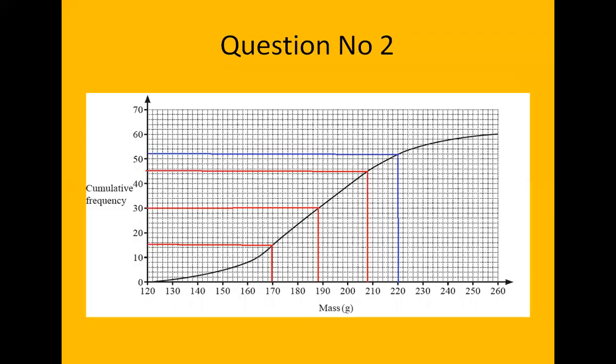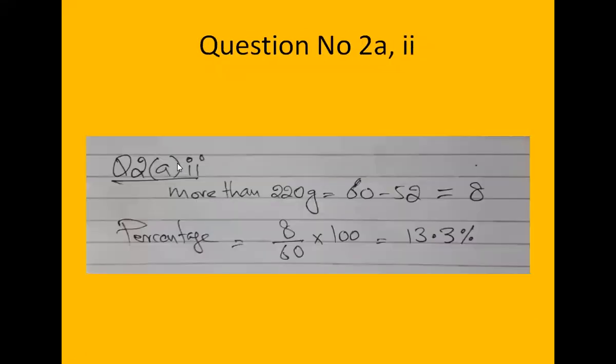And let me show you. I have done this also with this blue line. From 220 gram, you go to the cumulative frequency curve, and then you come here. You check this number is 52. Above here is 60. So check how much is more than this. That will be 60 minus 52, and that will be 8. And then you can represent this as a percentage.